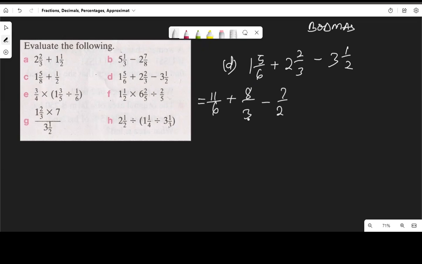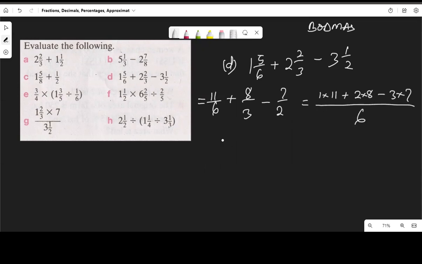LCM of 6 and 3 is 6 itself. 6 divided by 6 is 1. 1 times 11. 6 divided by 3 is 2. Multiply that 2 by 8. 2 times 8. Then 6 divided by 2 again is 3. Multiply the 3 by 7. 3 times 7 all over 6.